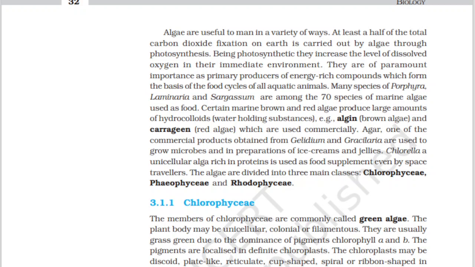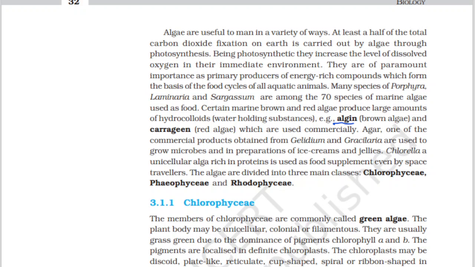Certain marine brown and red algae produce large amounts of hydrocolloids, water holding substances. Examples are algin from the brown algae, and carrageenan from the red algae, which are used commercially.